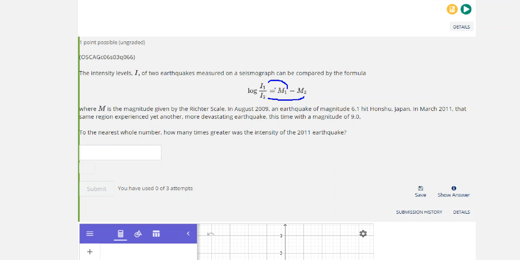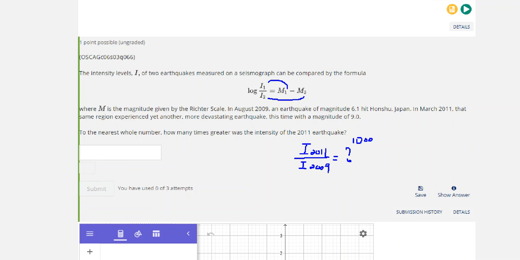Now, what are we looking for? Basically, we're looking for the intensity level of 2011 over the intensity level of 2009. We want to figure out this ratio, because if this ratio is 10, then you know 2011 is 10 times greater than 2009. If this is 1,000, then it's 1,000 times greater, right? So that's what we are trying to find out.